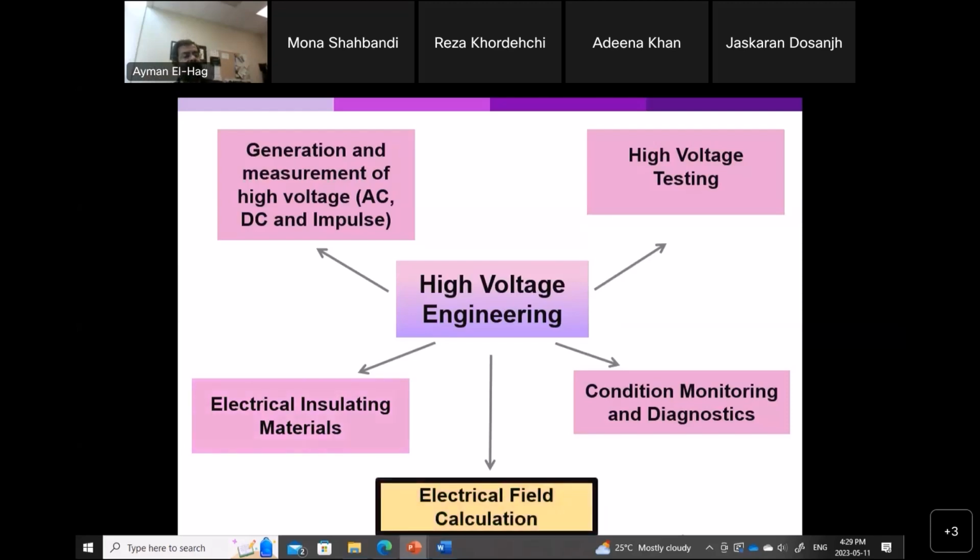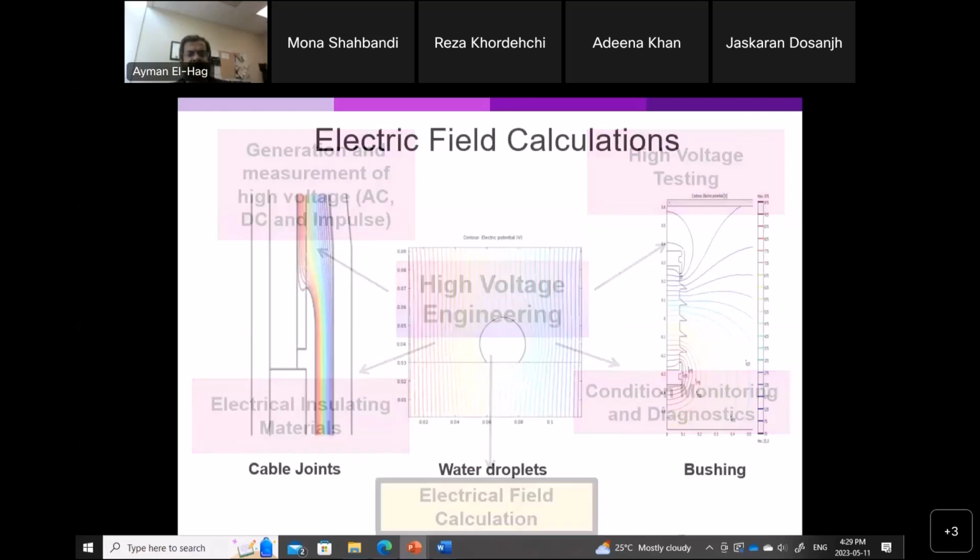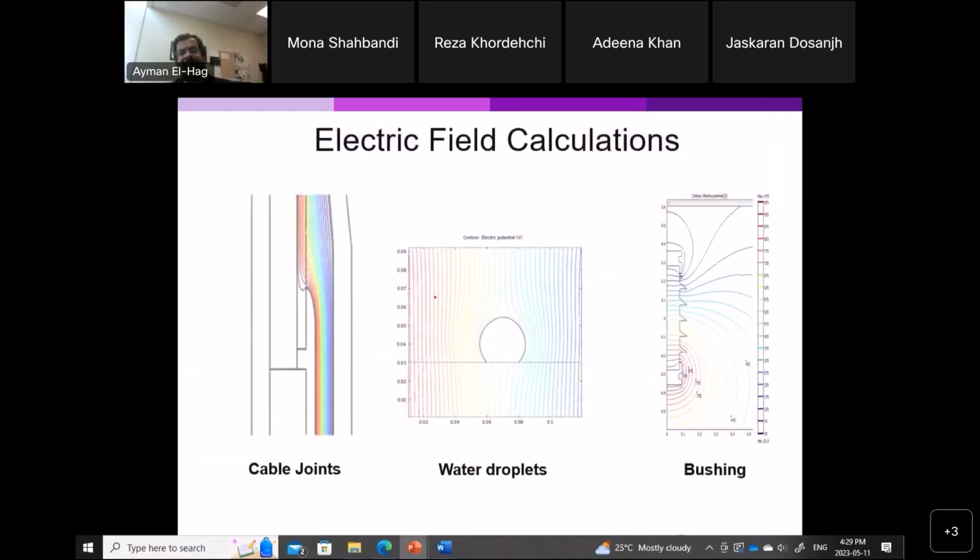So we'll start with the electric field. Why do we start with the electric field? Because this is the design, the starting point. So we will start with the electric field and see what that is. This is a snapshot of electric field calculations using COMSOL. Here, this is a cable joint, and in the cable joint, certain areas will have a high electrical stress. These are some of them, and we'll talk about that later on.